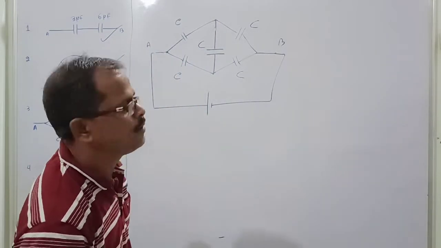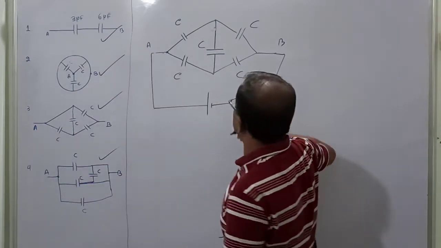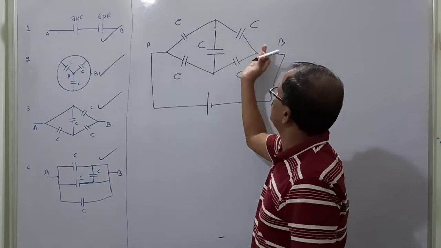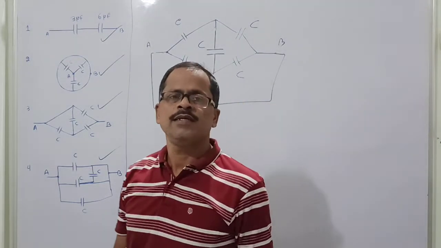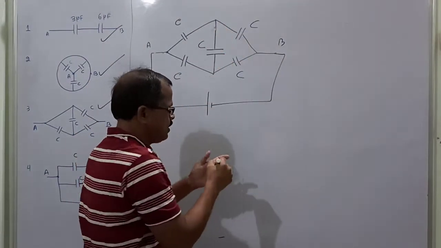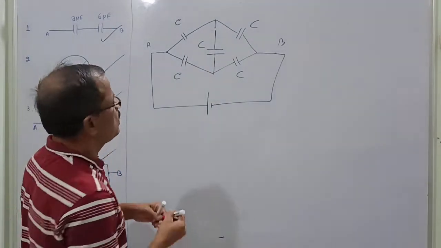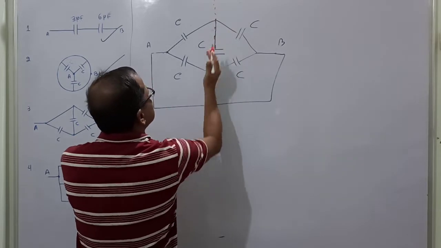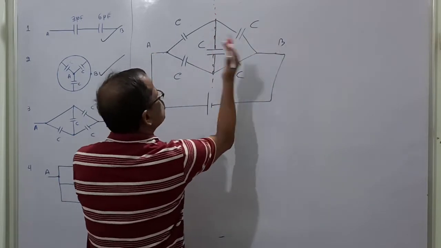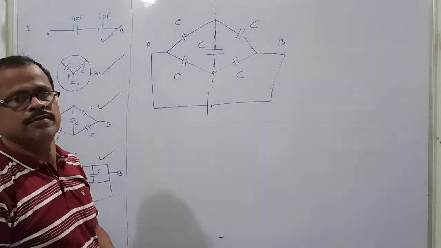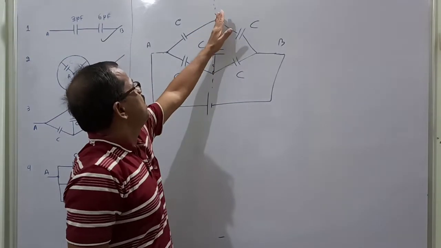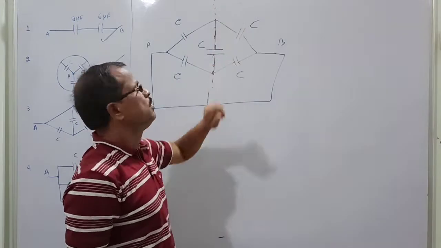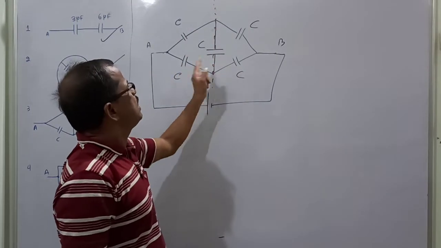Look here, the symmetric. Can you say that this vertical line divides the two parts into two equal halves? Yes. Because if you draw a line here, this is the line of symmetry. Left side and right side are just images of one another. If you draw a vertical line, left to it and right to it, same pattern, same capacitor. So this one and this one, again they are symmetric.